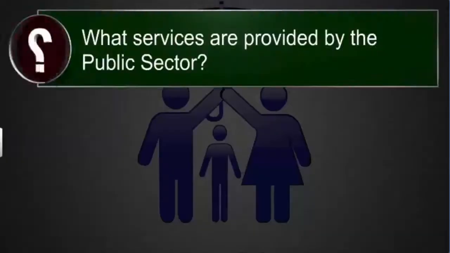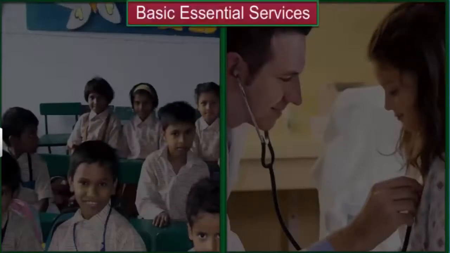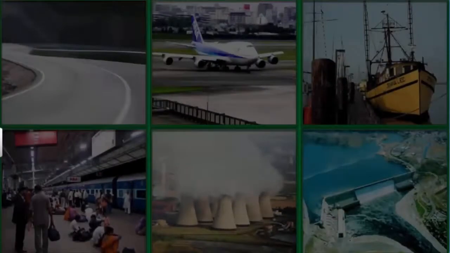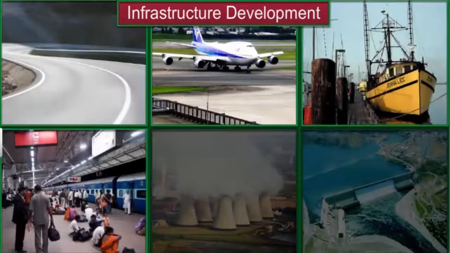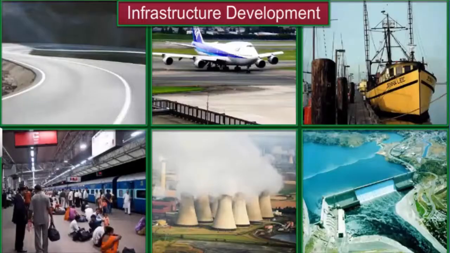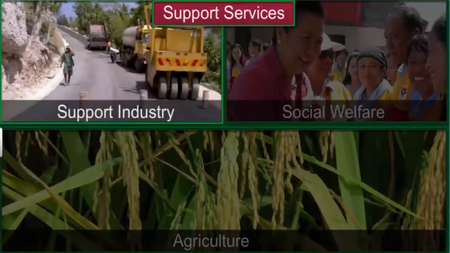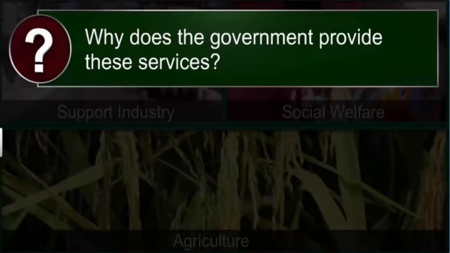Let us see what services are provided by the government through the public sector. The services that the government provides through public sector activities include basic essential services like education and healthcare, expensive large-scale infrastructure development services like building roads, airports, harbors, railways, power plants and dams, and providing support services at less than their production cost to support industry, agriculture and social welfare. However, why does the government provide all these services and not the private sector?